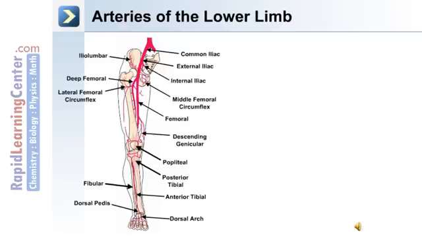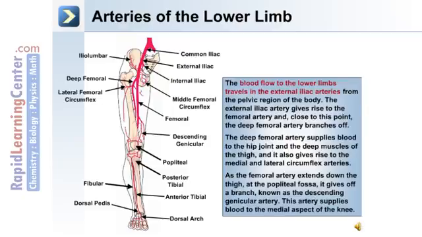In the knee region, the popliteal and the posterior tibial, and in the shin or lower leg area, the anterior tibial and the fibular artery. The dorsalis pedis and the dorsal arch in the ankle region. The blood flow to the lower limb travels in the external iliac arteries from the pelvic region of the body.